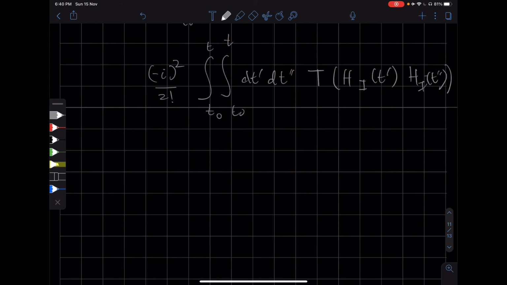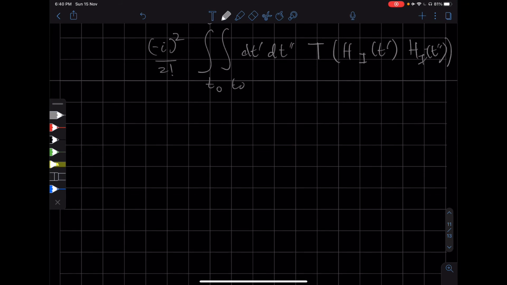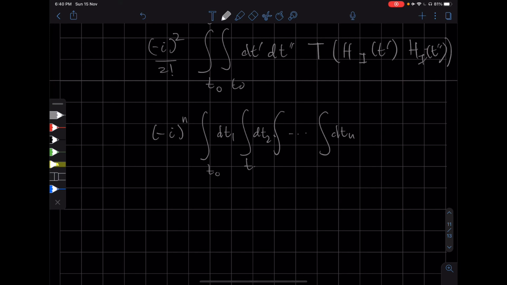Similarly, we can show that for the nth order term, we can rewrite it in the following way. So what's the nth order term? It'll have minus i to the power n, and then we'll have n integrals dt1, dt2, dot dot dot, dtn, and all the integrals will go from t0, the first integral up to t, the second integral up to t1, the third up to t2, and the nth up to t_(n-1). And then we will have the Hamiltonian H_I which depends on t1, H_I which depends on t2, dot dot dot, H_I which depends on tn.